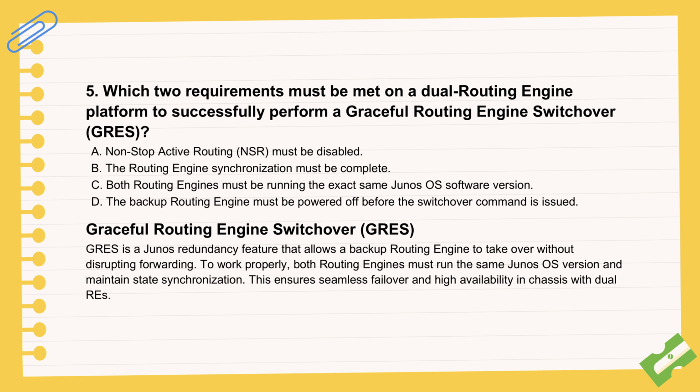Okay, now for something really critical for resilience. Handling failure of the main control plane, the routing engine itself. Graceful routing engine switchover. GRES. Yes, GRES. This is like the holy grail for high availability, right? The idea is the backup routing engine takes over seamlessly if the primary fails. No dropped packets, no lost sessions.